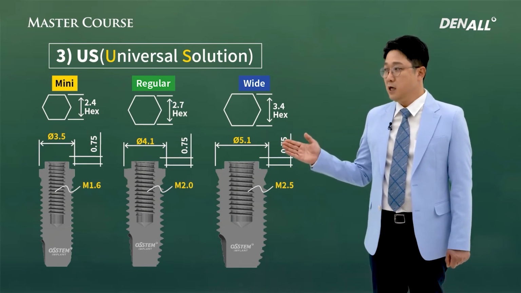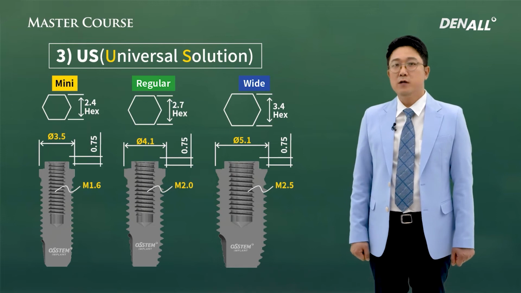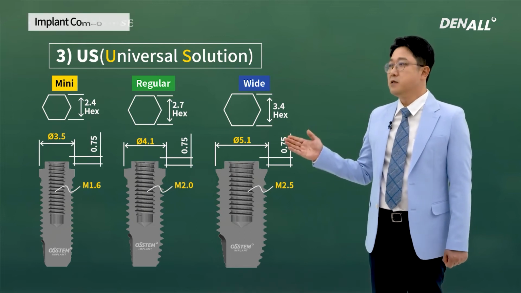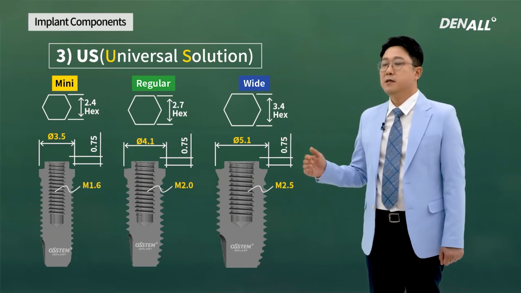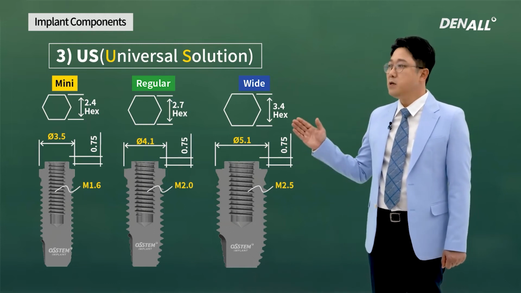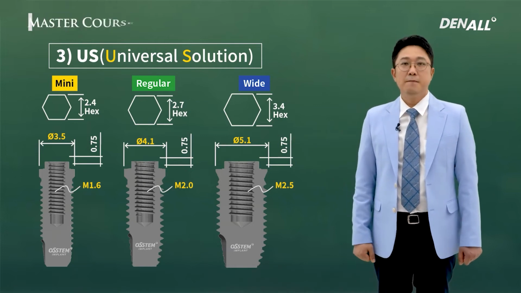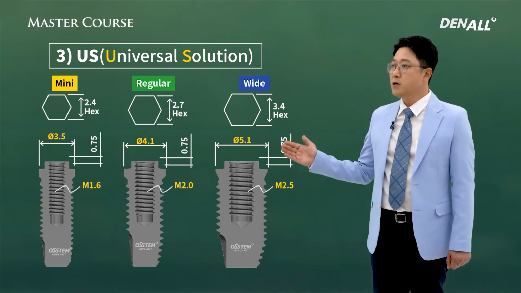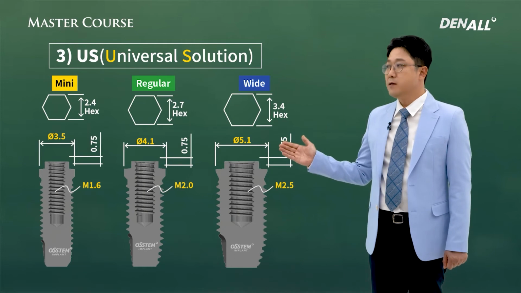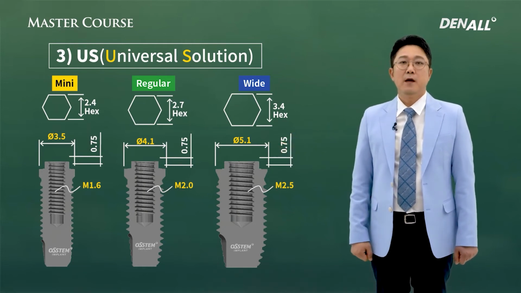For mini, a 3.5 diameter, 1.6 millimeter thickness screw is used, and for regular, a 4.1 diameter and 2.0 millimeter screw is used, and for wide, a 5.1 millimeter diameter and 2.5 millimeter screw is used. Therefore, as shown, the superstructure and screw need to be chosen by size.